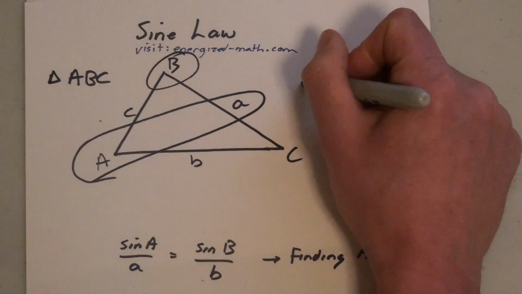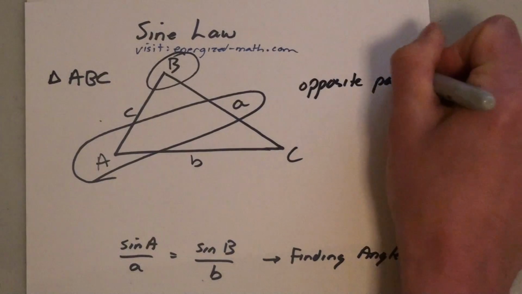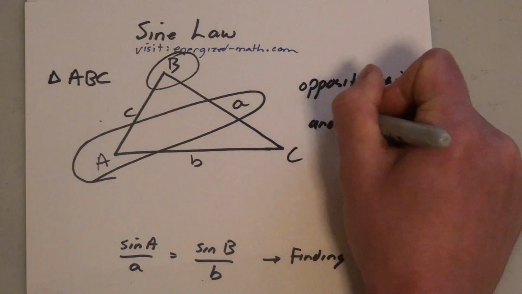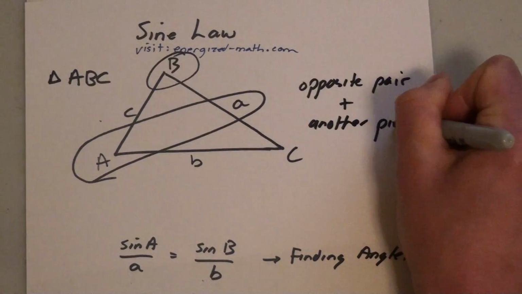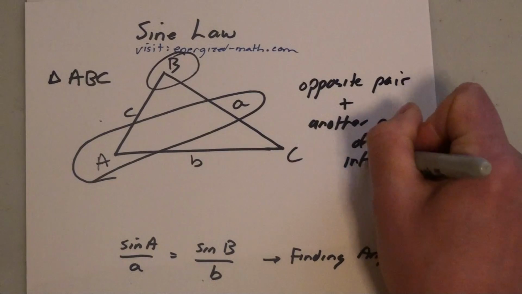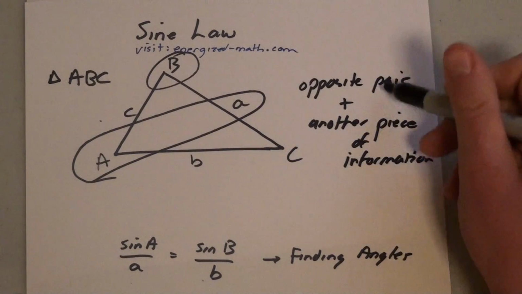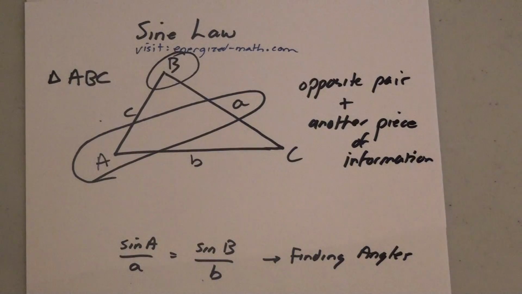I need to have an opposite pair plus another piece of information. Okay? If I have those conditions, I use the sine law.